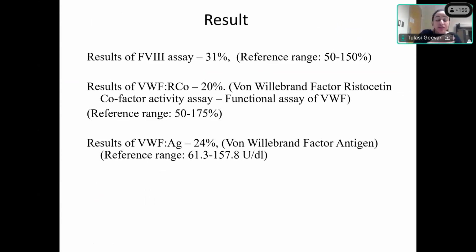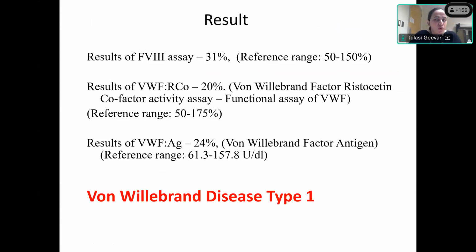Now, this patient might not have had bleeding during her pregnancy, possibly because the von Willebrand levels, along with factor VIII, increase during pregnancy. Yes. So that could have possibly protected her during her delivery. So this is a type 1 von Willebrand disease.